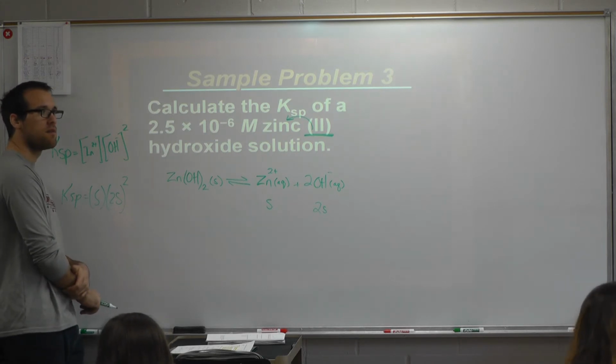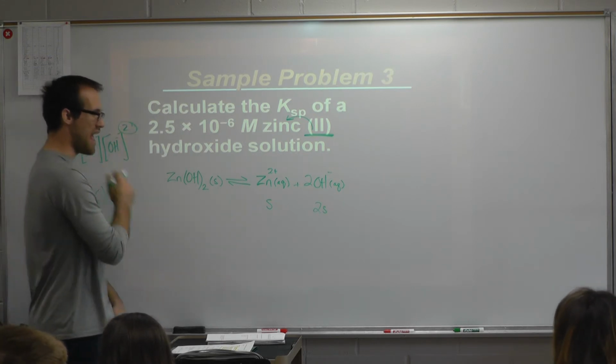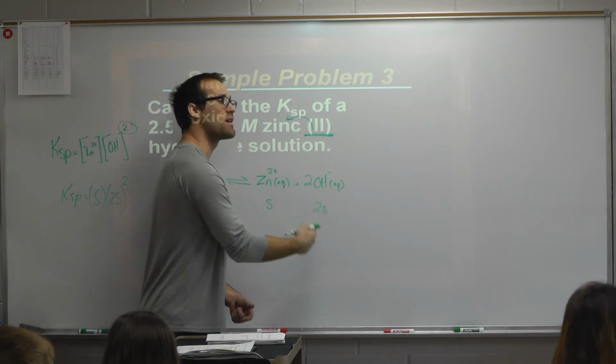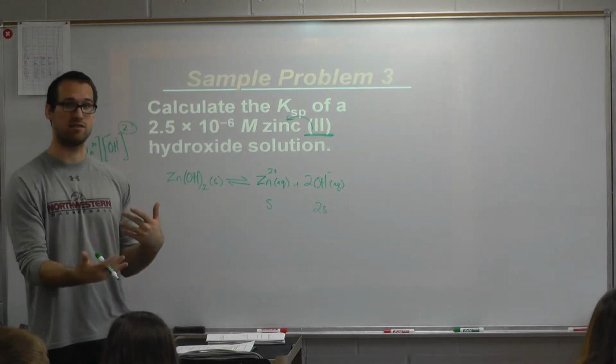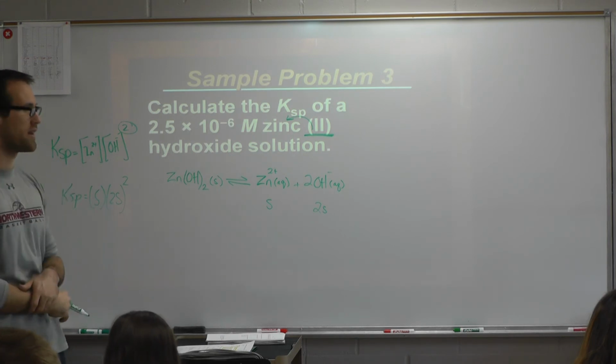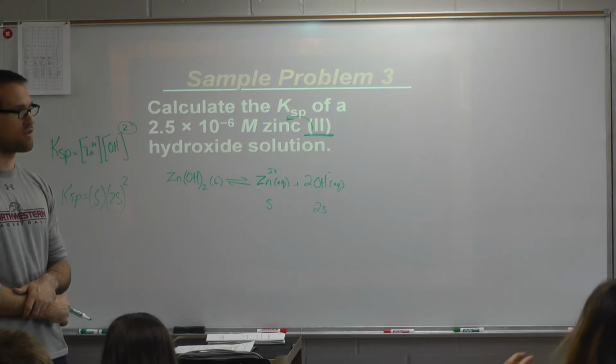Why is it 2S? Because you square it, because that's how we do equilibrium expressions, and it breaks up into twice as many particles. So I need to account for the fact that it breaks up into twice as many particles, and for the fact that equilibrium expressions are written with exponents from the coefficient.